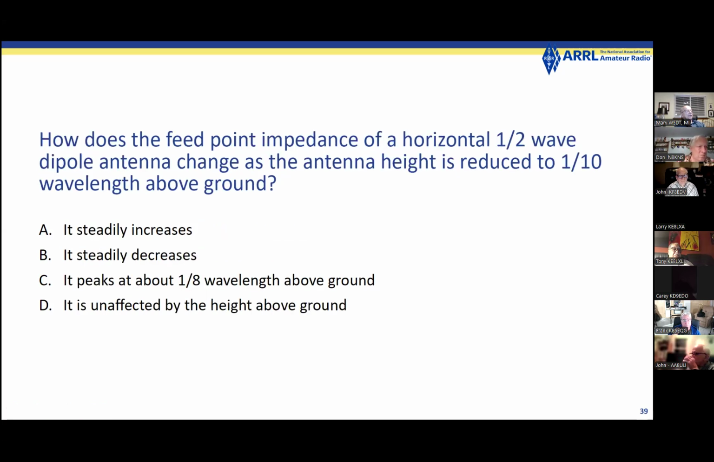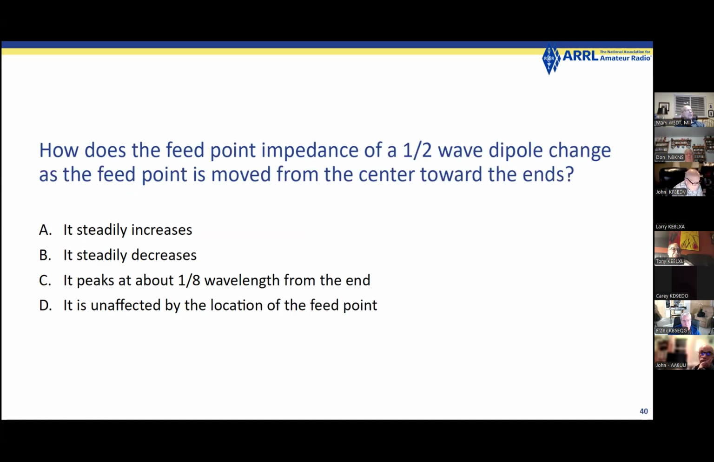How does the feed point impedance of a horizontal half-wave antenna change as the antenna height is reduced to 1/10 wavelength above the ground? It steadily increases, it steadily decreases, it peaks at about an eighth wavelength above the ground, it is unaffected by the height above ground. Bravo. Yeah, steadily decreases.